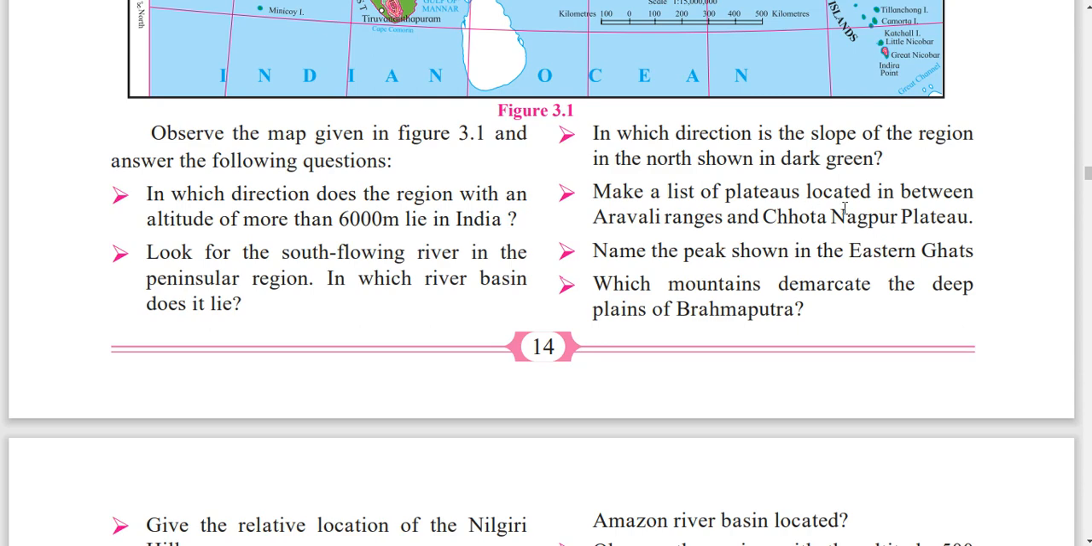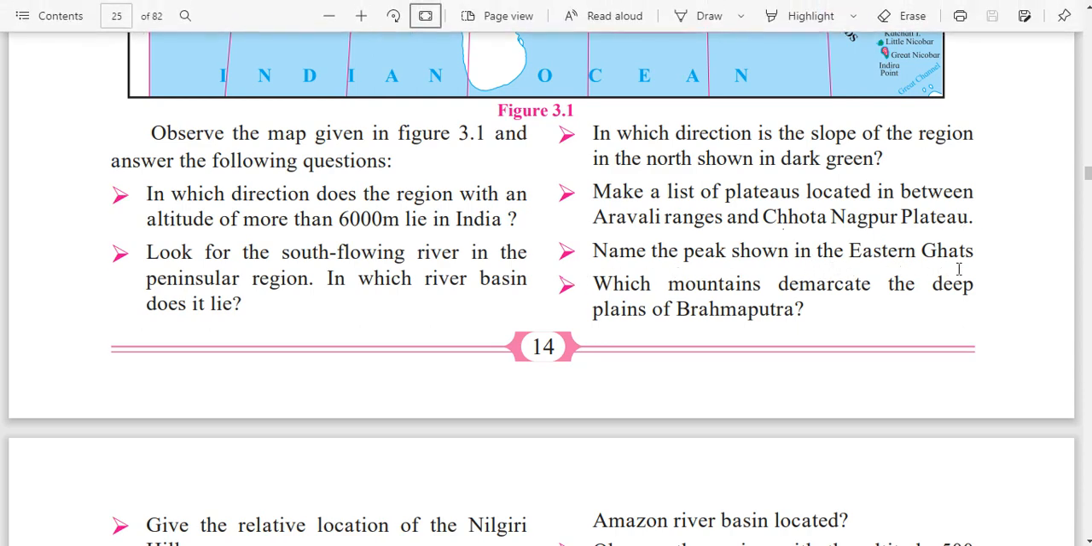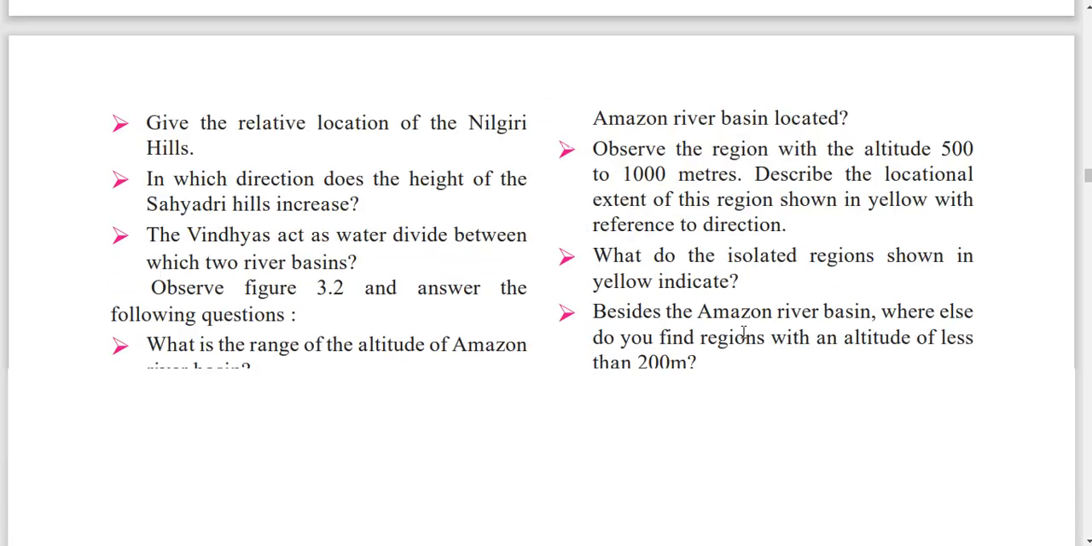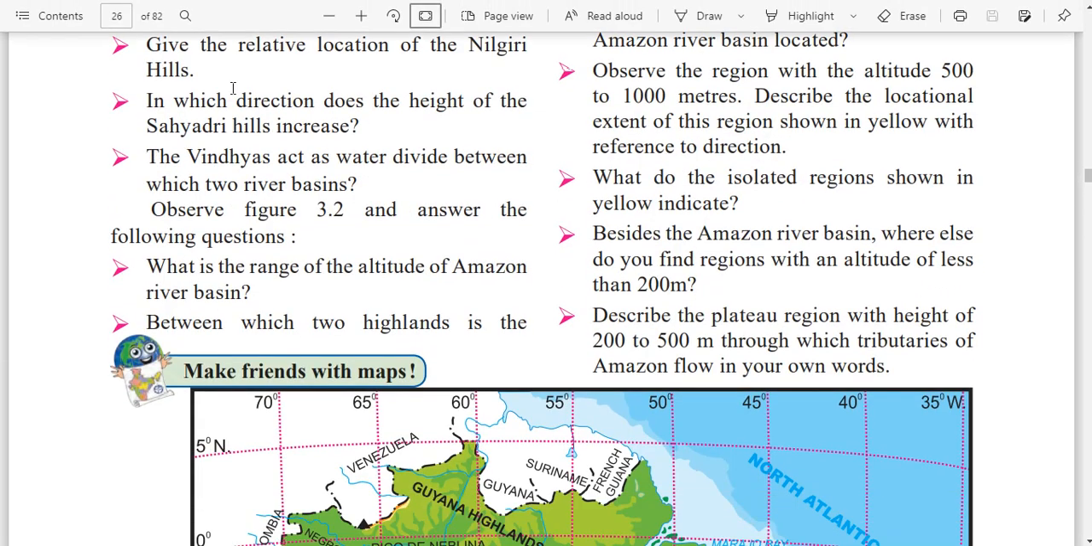Make a list of plateaus located in between Aravalli Ranges and Chota Nagpur Plateau. Name the peak shown in the Eastern Ghats. Which mountains demarcate the deep plains of Brahmaputra? Give the relative location of the Nilgiri Hills. In which direction does the height of the Sahyadri Hills increase? The Vindhyas act as water divide between which two river basins?